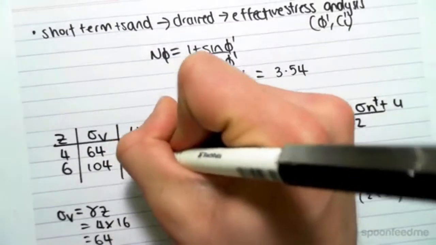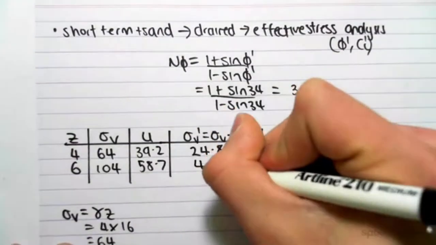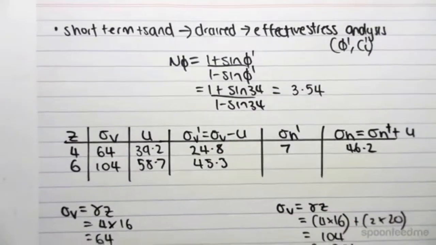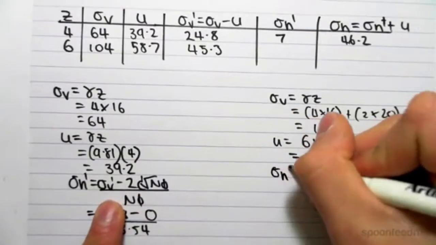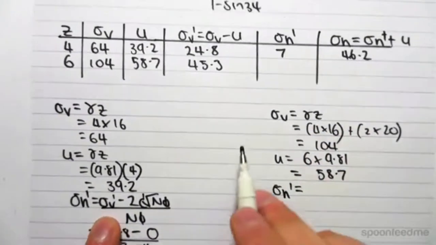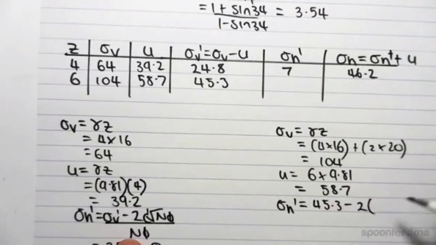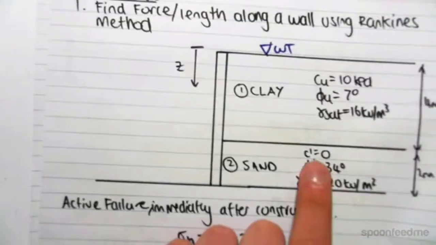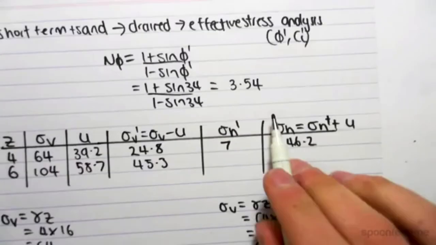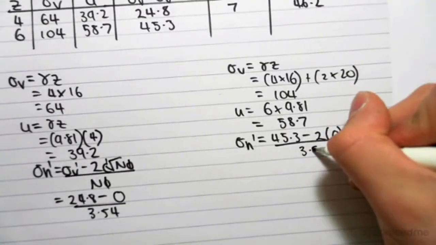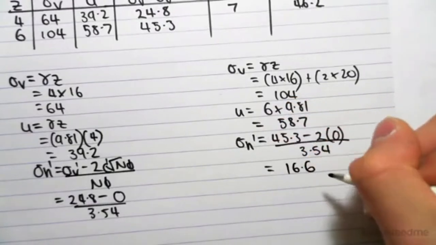Once again, sigma V dash is 104 minus 58.7. We would get 45.3. And we would do, once again, the effective stress to find sigma H dash. So the formula is the same. Sigma H dash equals sigma V dash, which in our case is 45.3, minus 2 C dash, and C dash, once again, is 0. So this whole part of the equation is just going to be 0, divided by n phi, which is 3.54. So on top of 3.54, we would get an answer of 16.6.